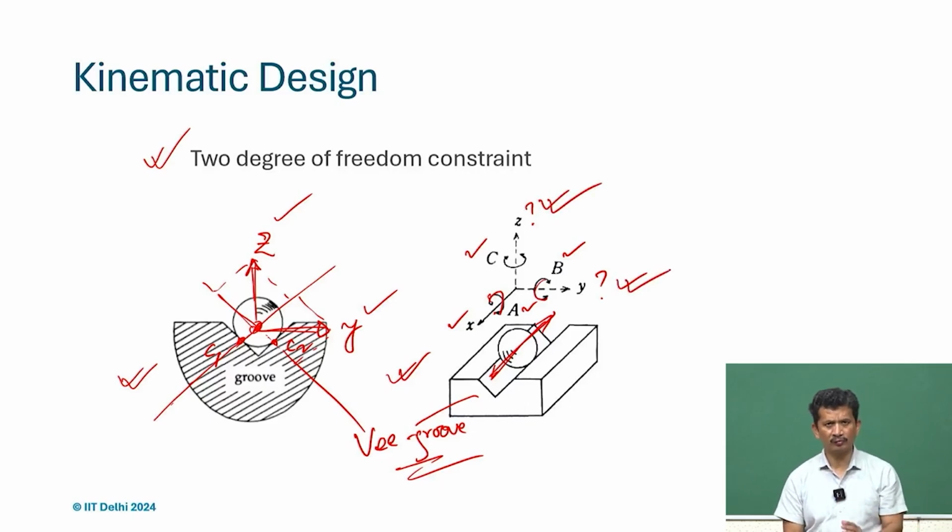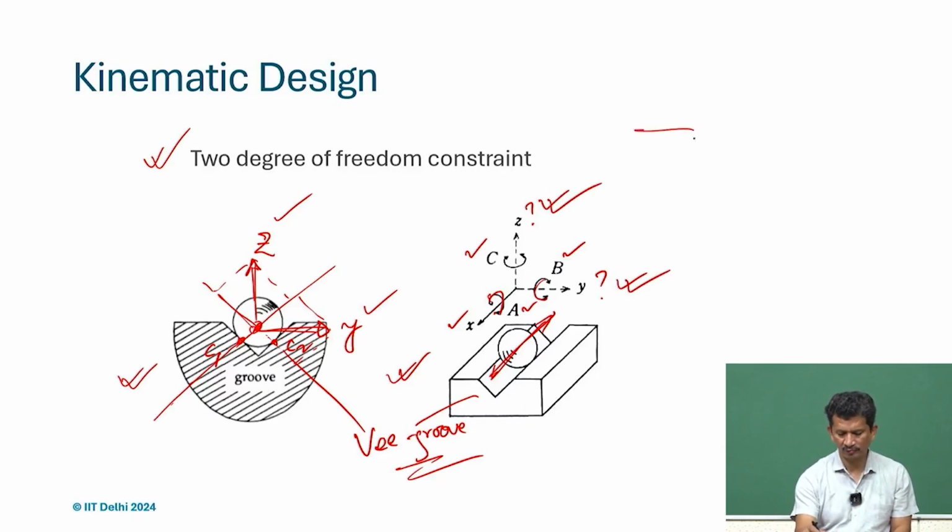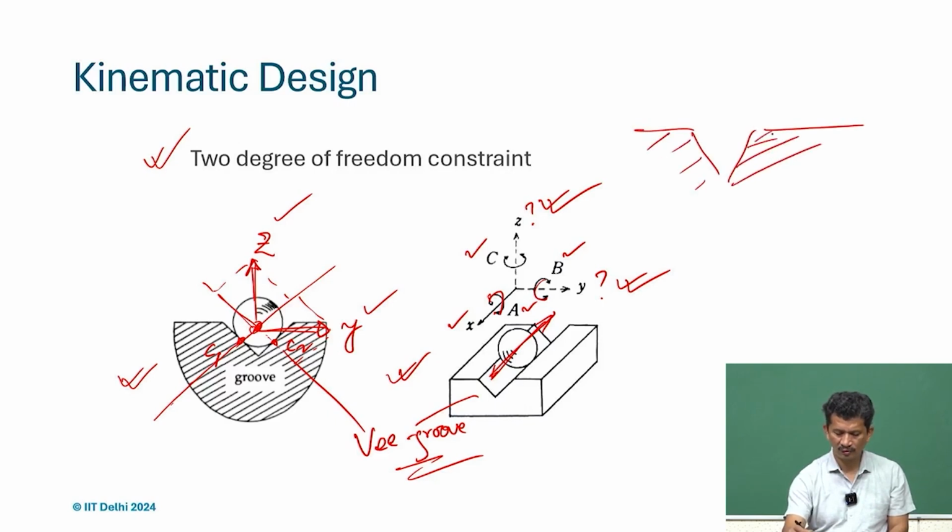So, it cannot move, and those are basically, if we are talking about this V groove, basically we are talking about these translations. So, these are the constraints.